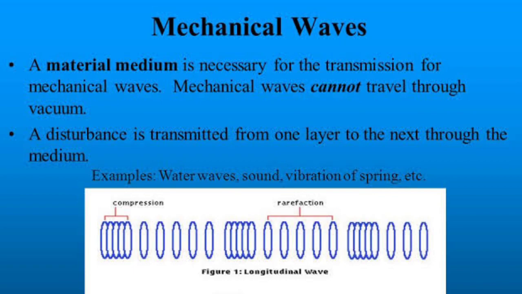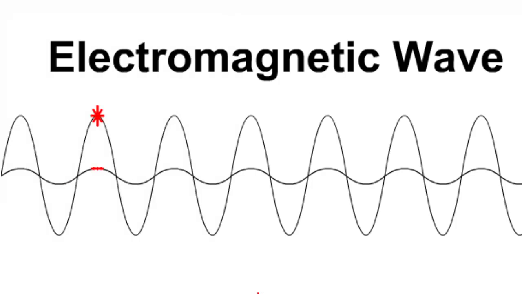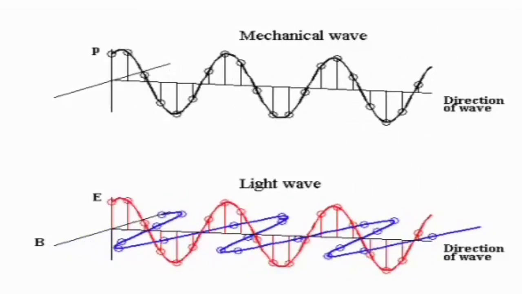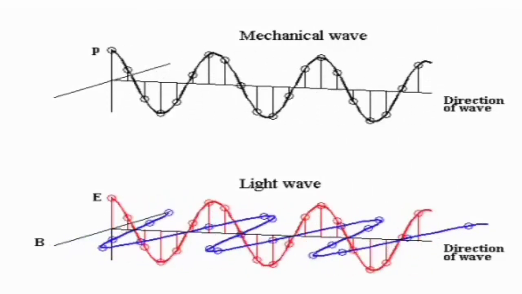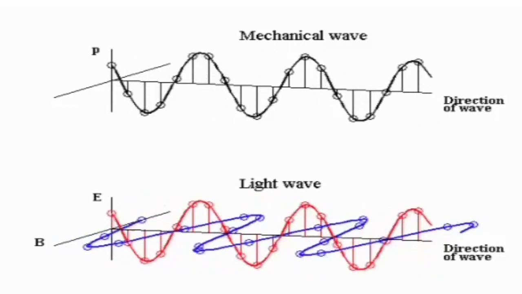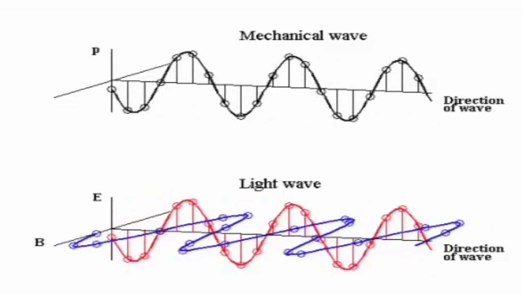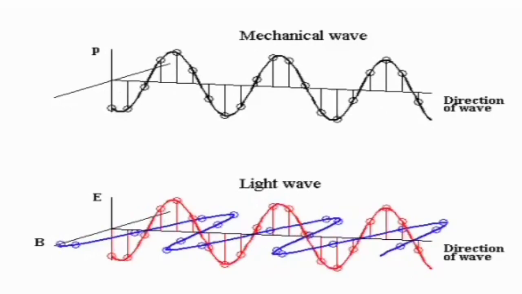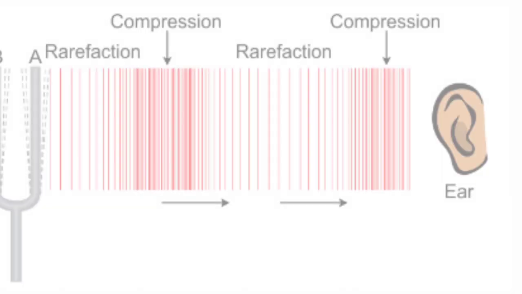One more thing you should understand, that sound waves are called mechanical waves because they need a material medium for their propagation. Material medium means solid, liquid or gas. An electromagnetic wave is the wave which does not need any material medium for its propagation. Example, light waves or radio waves. They can travel even in vacuum also. But sound cannot travel in vacuum. Sound needs a medium for its propagation.